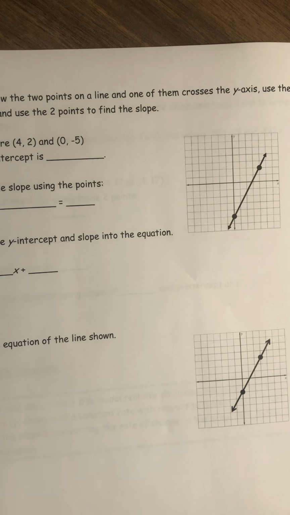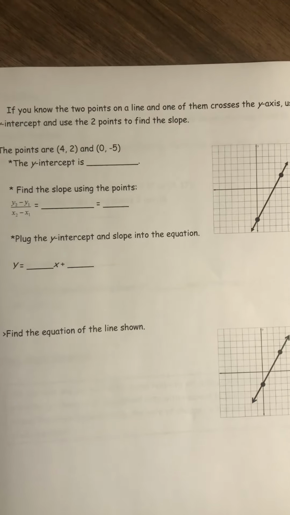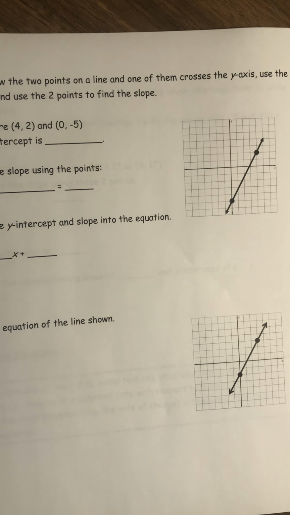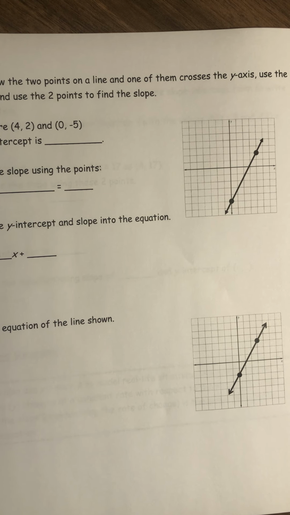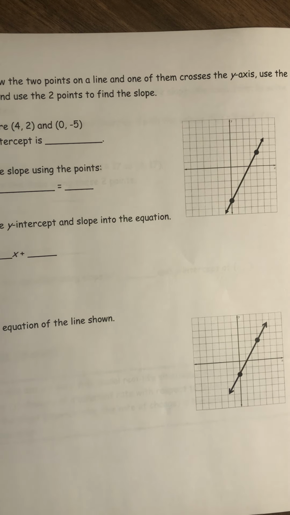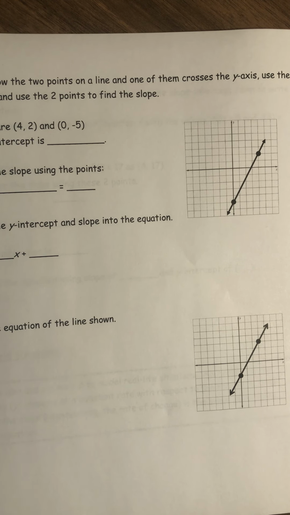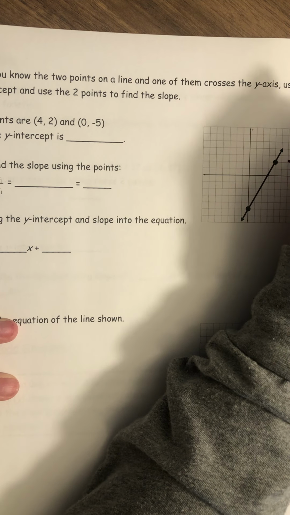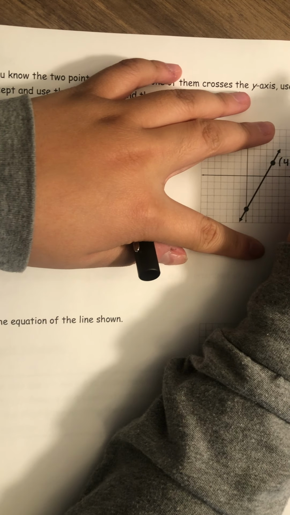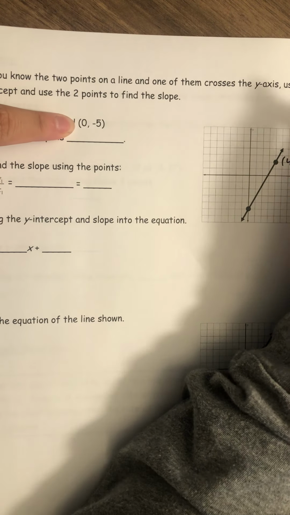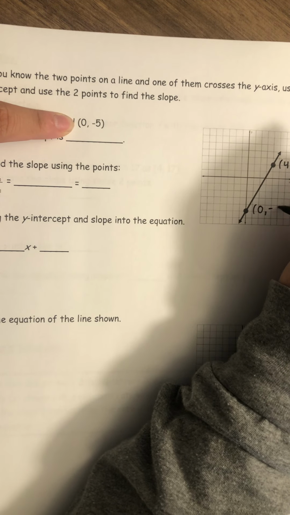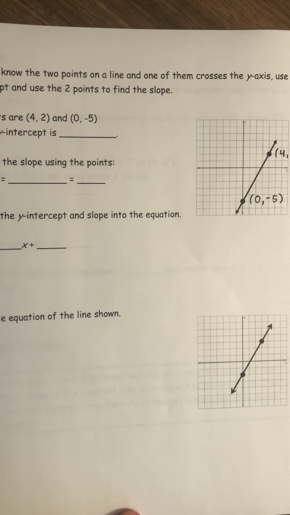So this says here, let me see if you can see all of it. Okay. If you know the 2 points on a line and one of them crosses the y-axis, use the y-intercept and use the 2 points to find the slope. So here it's telling us the 2 points are 4, 2. So we went 4 spaces to the right and up 2. So this point right here is 4, 2. And 0, negative 5. So 0 spaces to the left or right and 5 spaces down. Okay.